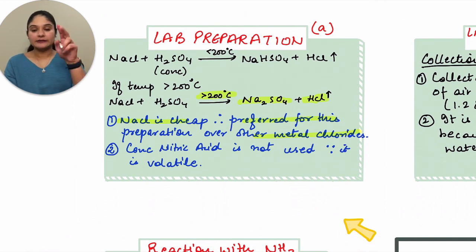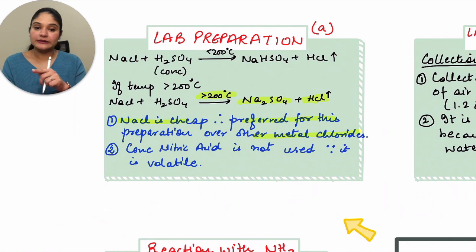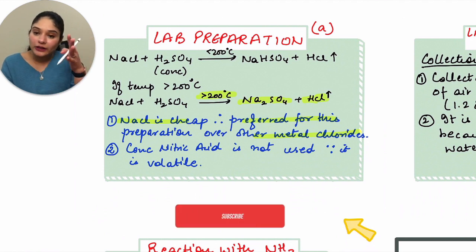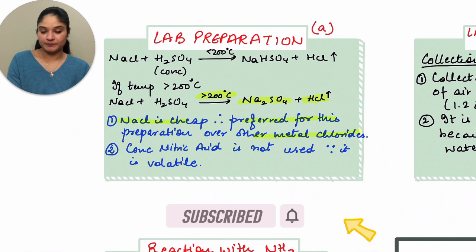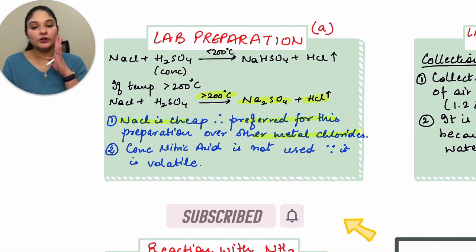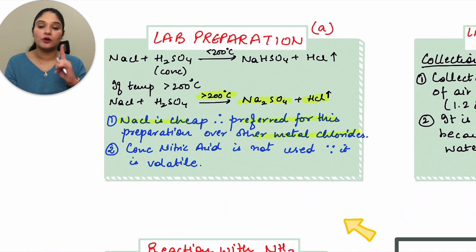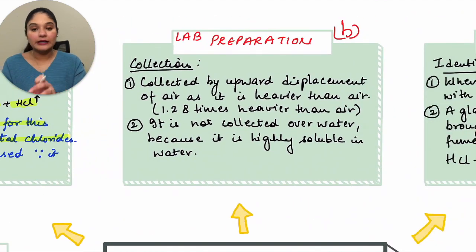Then second, why is concentrated nitric acid not used for this preparation? Why are we using H2SO4? The reason is that nitric acid is very volatile in nature. So when HCl vapors start coming out, nitric acid vapors will come out along with them, and therefore the product won't be pure. So we don't use nitric acid; we use H2SO4 because H2SO4 is a non-volatile acid. Let's move to the second portion, the collection of this gas.